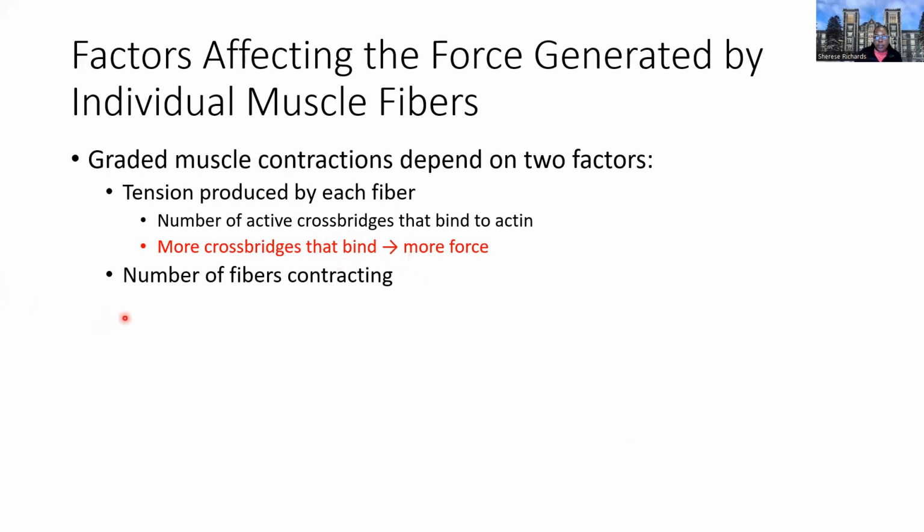The second factor that determines the muscle contraction is the number of fibers that are contracting. So when you're lifting a light load, for example, not all of the fibers in my bicep muscles are actively contracting to lift a very light object, right? So I can think about how many of those fibers are contracting. I can recruit more as the load gets heavier, and so that in itself will determine how much force the muscle is generating as it contracts. So the tension produced by a single fiber as well as the number of fibers that are actively contracted.